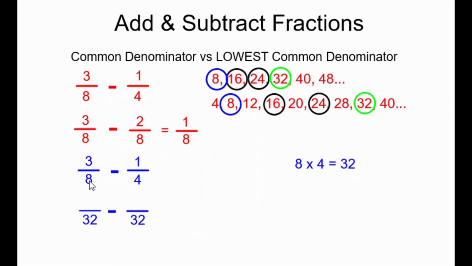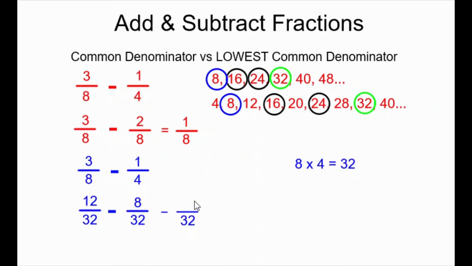How do I get 8 to turn into 32? I multiply it by 4, so I also have to multiply its numerator, the 3, by a 4. 4 times 3 is 12, so 3/8 turns into 12 over 32. How do I get 4 to turn into 32? I multiply it by an 8. So I have to multiply its numerator, this 1, by an 8. 1 times 8 is 8, so 1/4 becomes 8 over 32. I'm going to get an answer which will have 32 as its denominator.